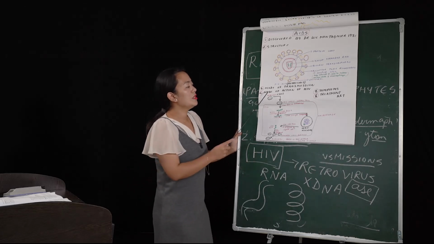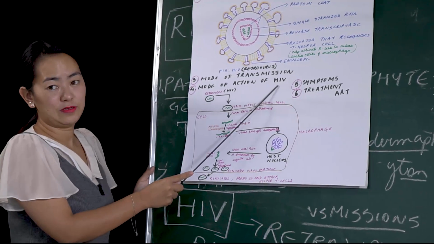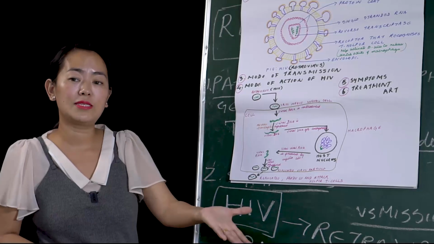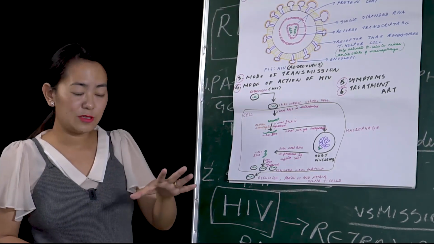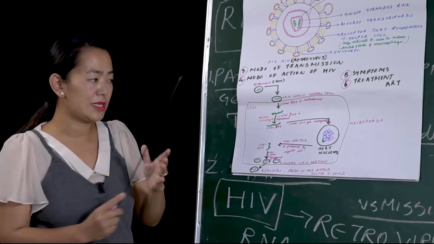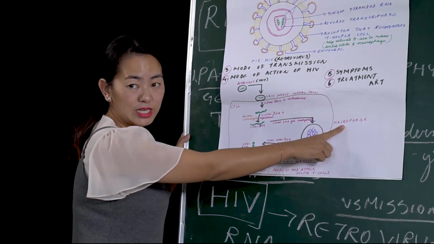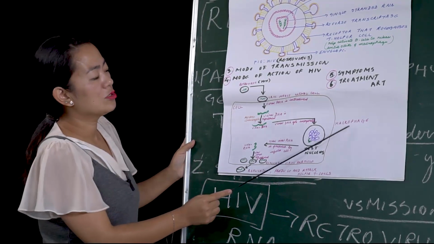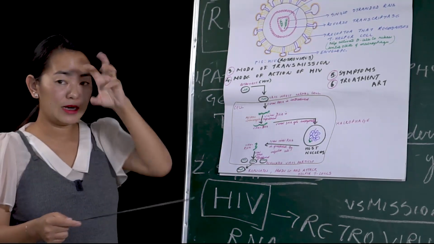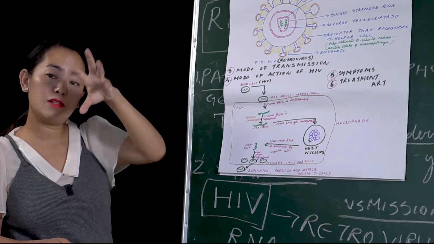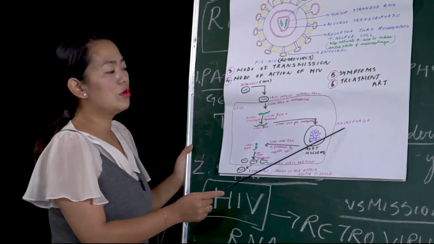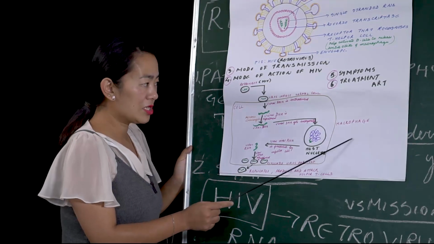Then what is the mode of action of HIV? That means, what does it do? What happens when it goes inside your body? The first thing is that it will attack a particular cell called a macrophage. Remember that. This macrophage is also part of the white blood cells. Their main function is to eat up foreign particles, to engulf them and then kill them. But this HIV will go directly and attack the macrophage.